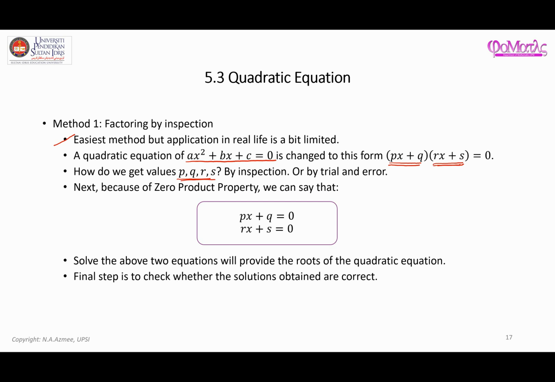Because of the zero product property, we can say that Px plus Q must be equal to 0, or Rx plus S must be equal to 0. Now, the zero product property was already discussed in chapter 1. For example, if you have A times B equals 0, you can say that either A is 0 or B is 0. Once you have managed to solve these two equations, you'll be able to obtain the roots of the quadratic equation. And the final step is to check whether the solutions obtained are correct.